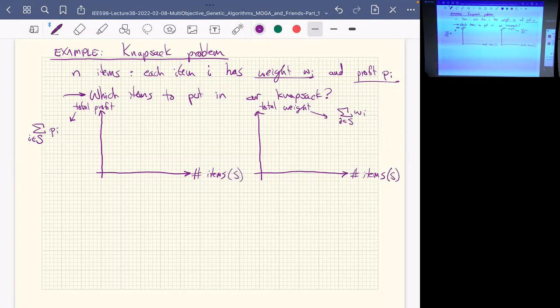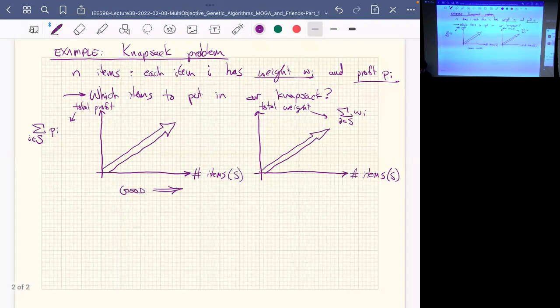And so if you think about this, both of these functions look similar, just with a different slope, right? As you increase the number of items, whatever this function is, it's going to climb in this direction. And likewise here. So in both cases, as you increase the number of items, you're going to increase the value of these functions. But this is the good direction for profit, and this is the good direction for weight.